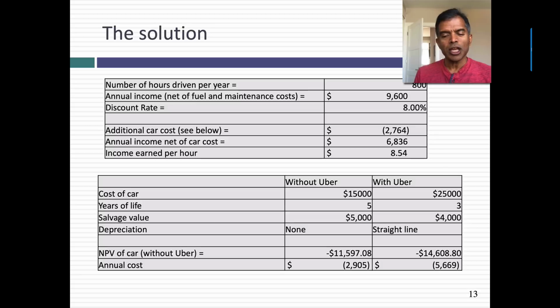There's no depreciation I can claim. It's for personal use. You can't claim depreciation. With Uber, I have a $25,000 initial investment and a $4,000 salvage value. But now, because I'm running a business, I do also get some depreciation tax benefit. So here's what I had to do. I had to get the initial investment of minus $25,000, and discount back the $4,000 in salvage value at the end of 3 years. And notice that the car doesn't last as long because I'm driving a lot more.